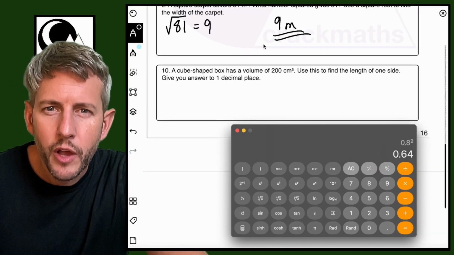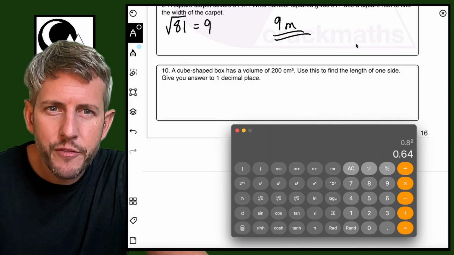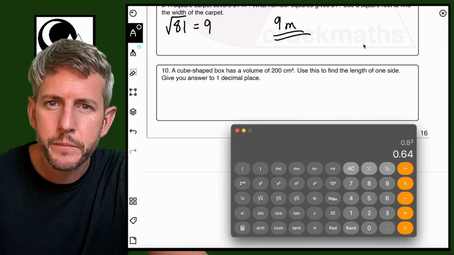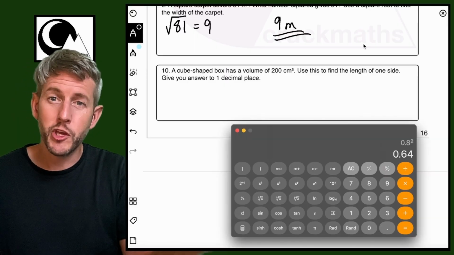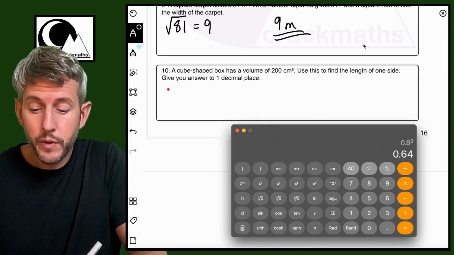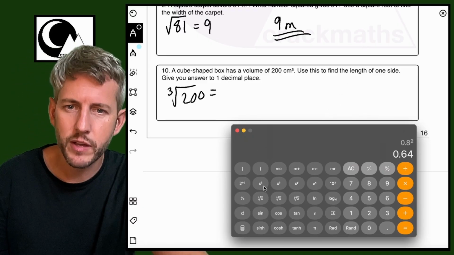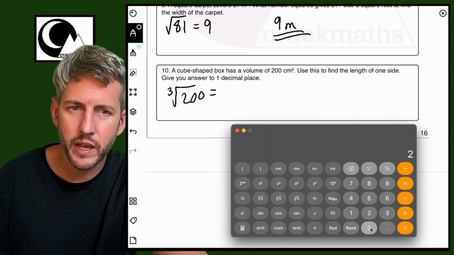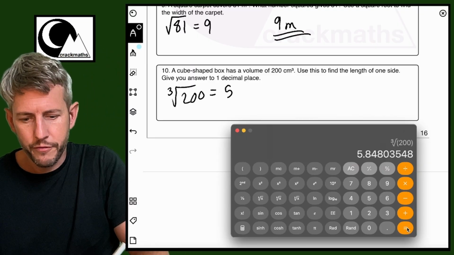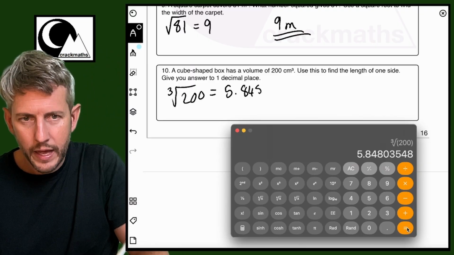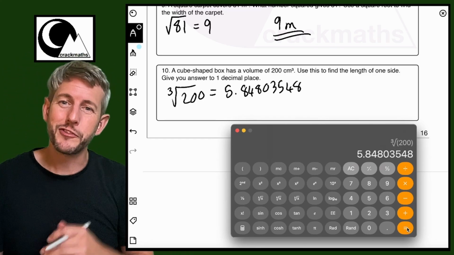So here we go. We've got a cube-shaped box has a volume of 200 centimeters cubed. Use this to find the length of one side. Give your answer to 1 decimal place. Undoing a cubed, it's a cubed box, so we want to cube root it to find out the side length. So we're going to want to do the cube root of 200. This doesn't have a nice cube number, so that means we are going to have to round the answer to make it possible to write down. So first of all, we're given this 5.848035548. These numbers would actually just continue on forever.